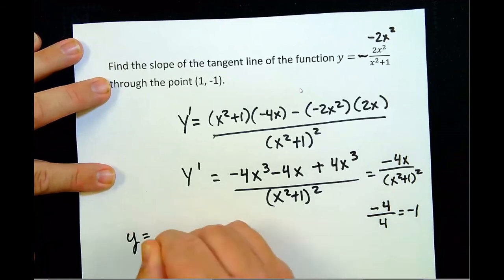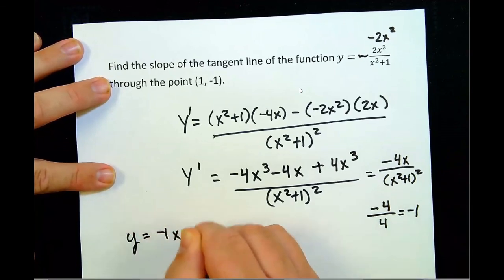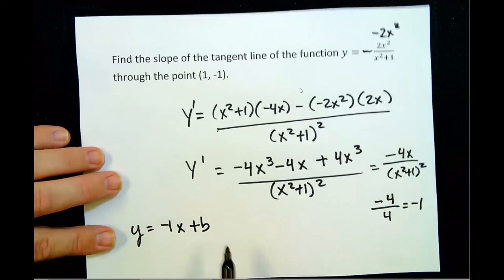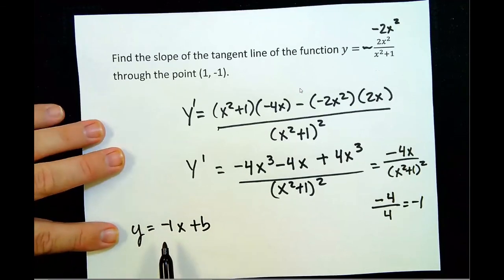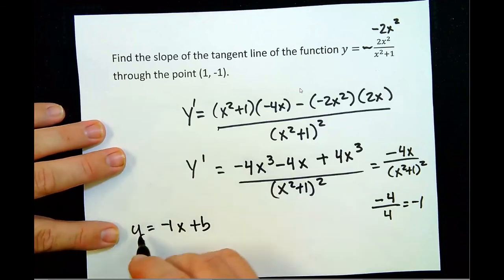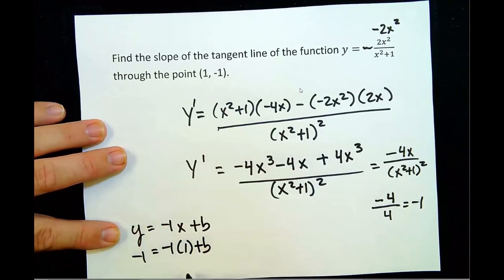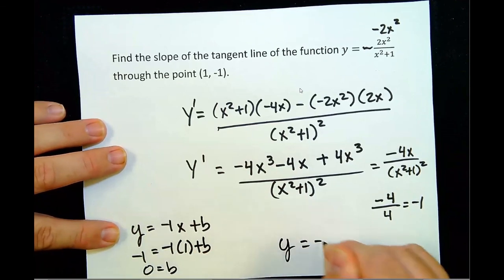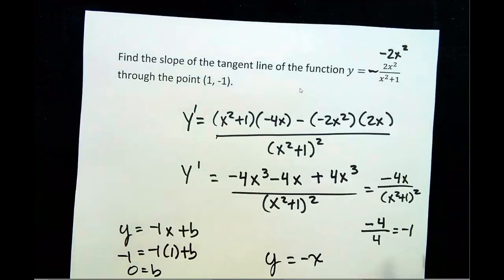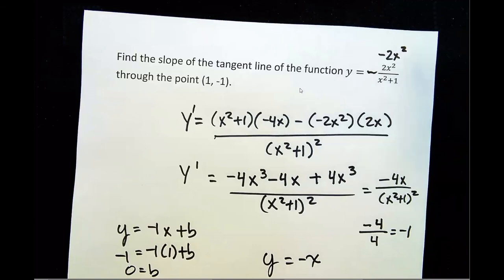So y equals negative 1x plus b. Need to find b. So I can plug in 1. I know it goes through this point, so plug in negative 1 there. And I get b equals 0. So the tangent line to this function through this point is y equals negative x. And you could use your graphing utility to check on that.